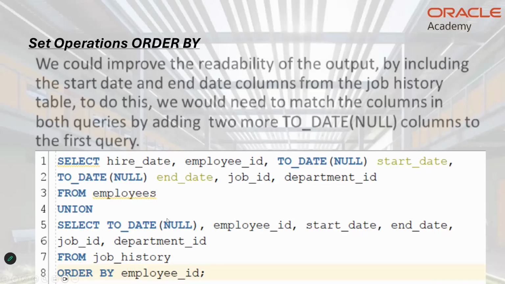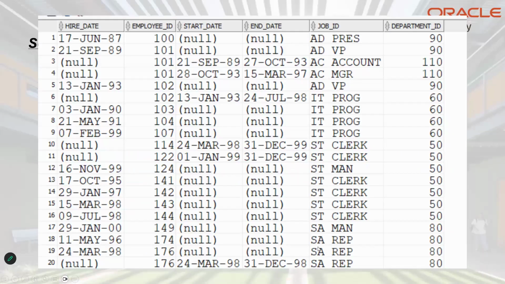Job ID, department ID from employees. Those columns are not in the employees table. We're going to union it with the job history table: employee ID, start date, end date, job ID, department ID. And so now we have more confusion than ever, but at least everything is matching.